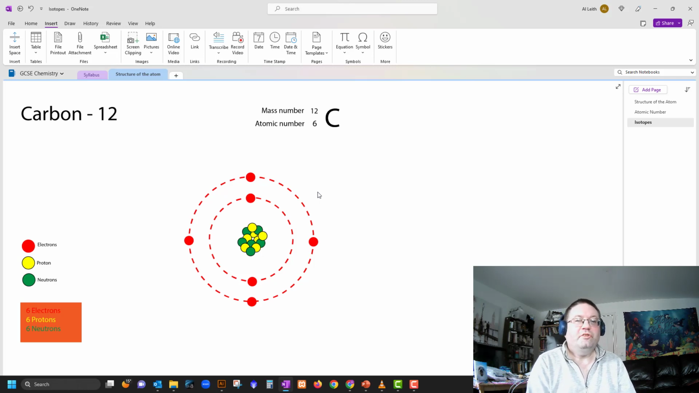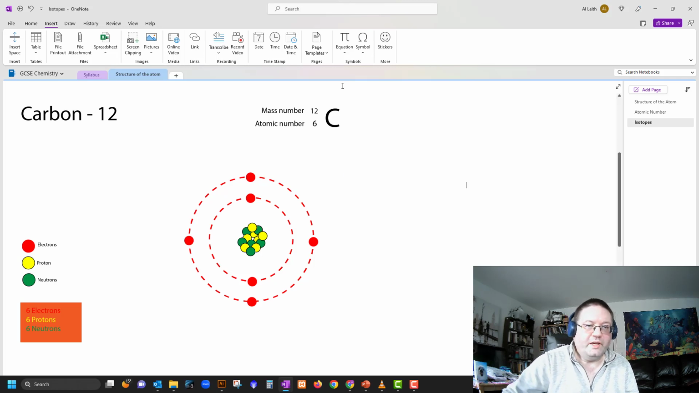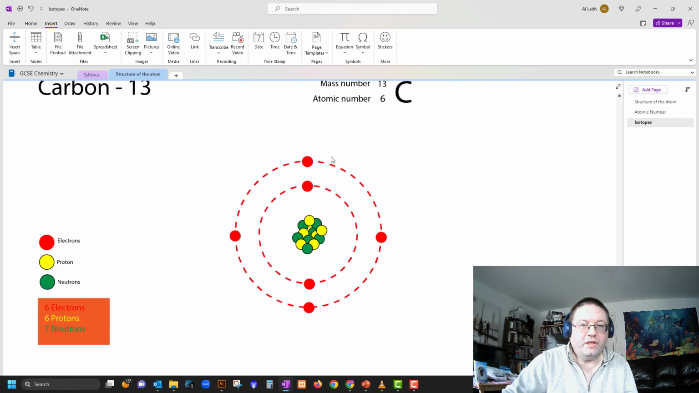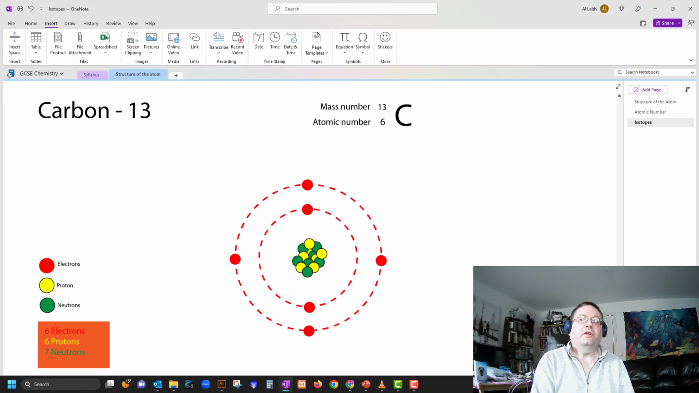So what happens if you put another neutron into the nucleus of carbon? Well, what we end up with is still carbon, because we have only changed the number of neutrons. We have not changed the number of protons. By adding an extra neutron in, we change the isotope. So we have gone from what we call carbon 12 to carbon 13. As you can see here, nothing else has changed. We've still got the six electrons orbiting around the nucleus. We've got the two shells, the inner orbital and the outer orbital.